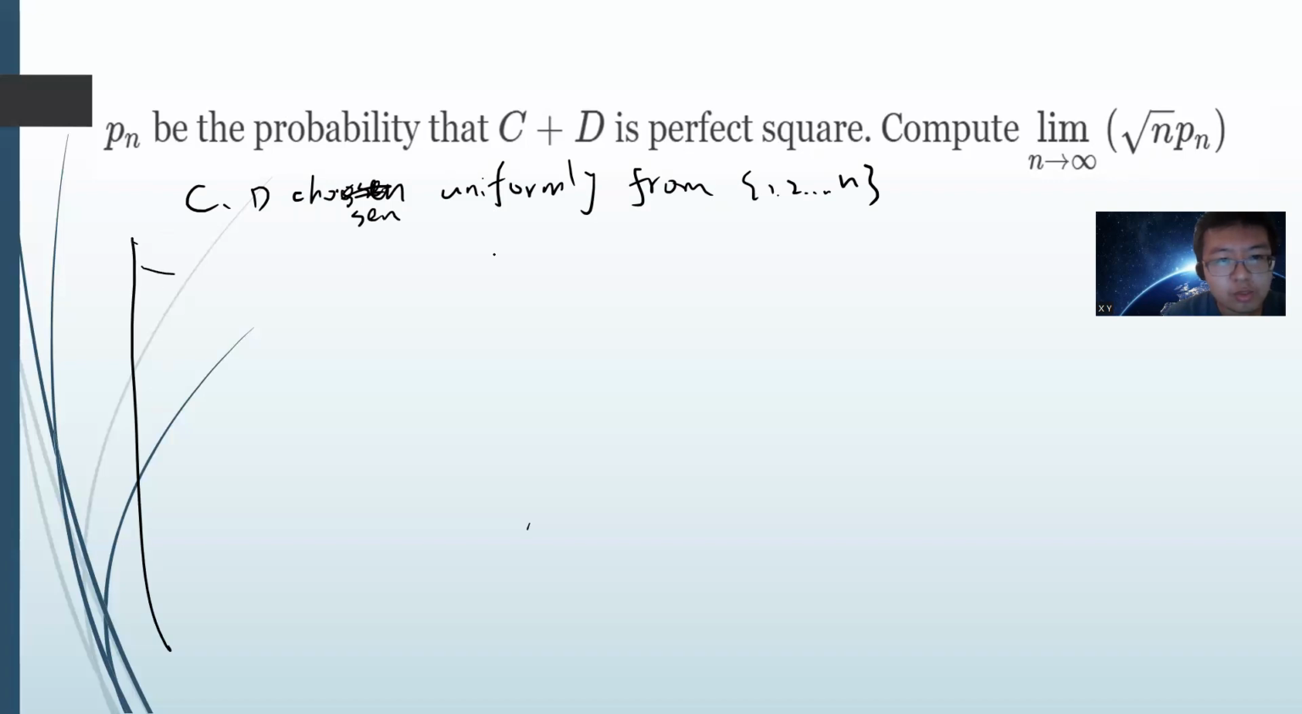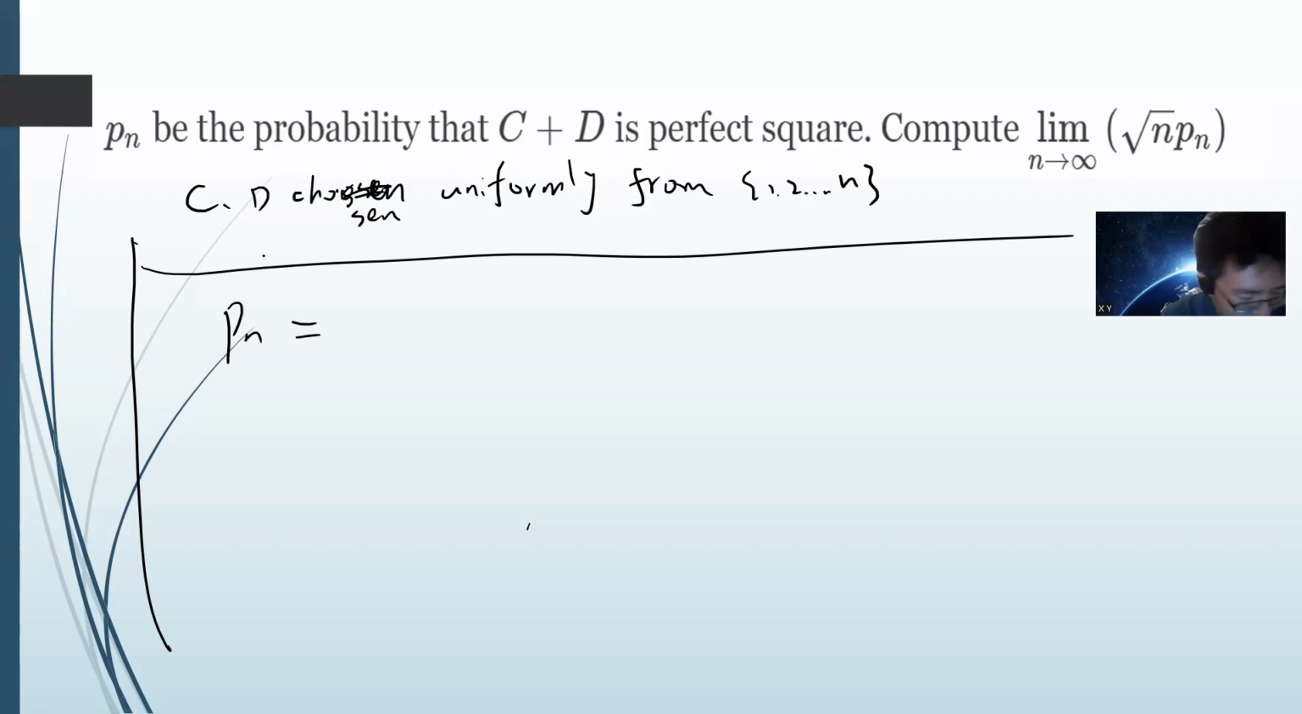Simply speaking, first we should solve for Pn, right? So how do we solve Pn? This is not simple, and you need to think a little bit. Let's say C plus D is m squared. Now C can go from 1 to n.